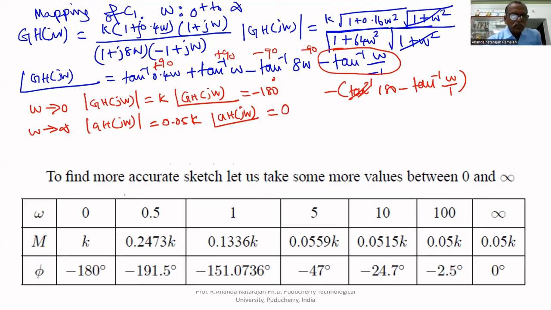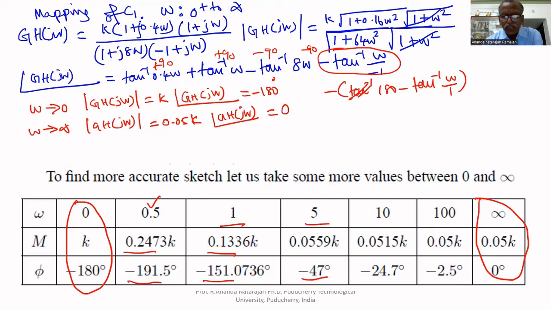So if you tabulate all these values from omega equal to 0 to infinity, you will get this table. For intermediate values, for 0.5, you are getting 0.24 angle minus 191. For 1, you are getting 0.13 angle minus 151. For 5, you are getting 0.0559 angle minus 47. For 10, you are getting 0.05 angle minus 24. These are what you get by substituting omega equal to 0.5, 1, 5, 10, and 100. These are the values you got.